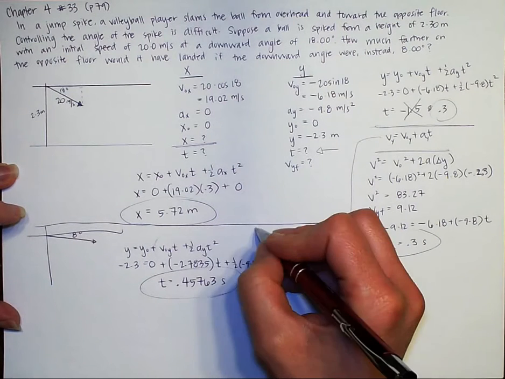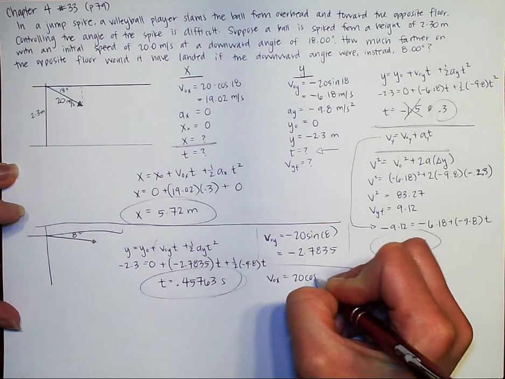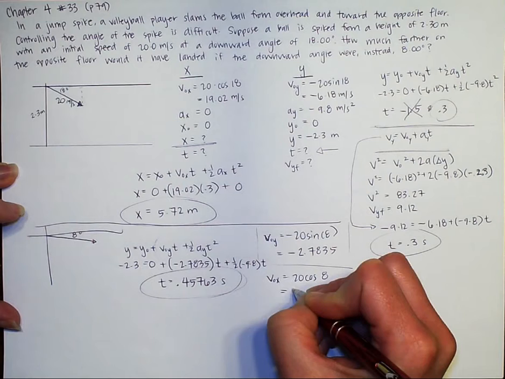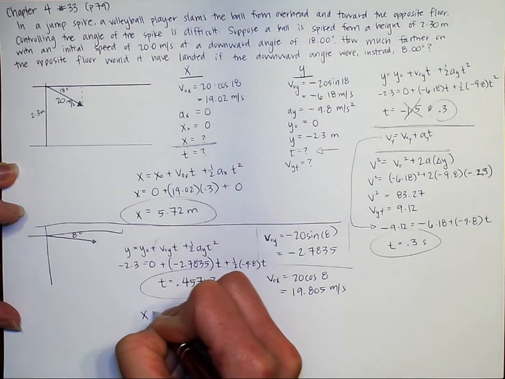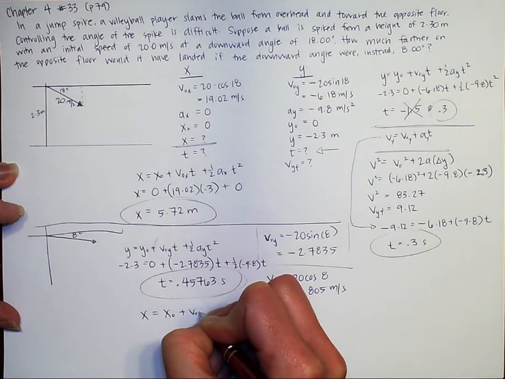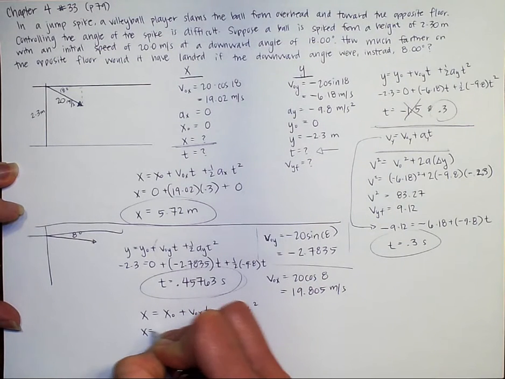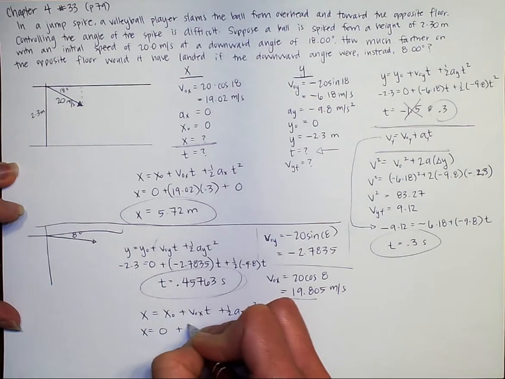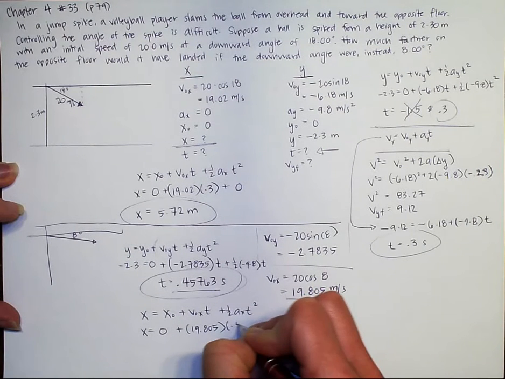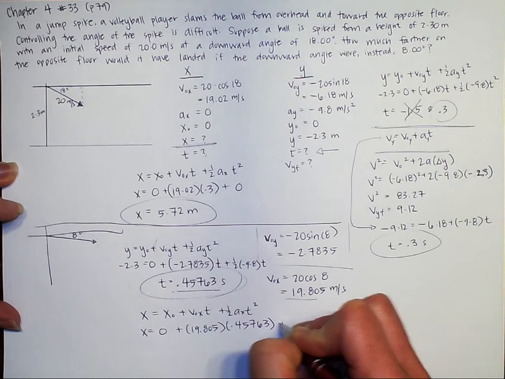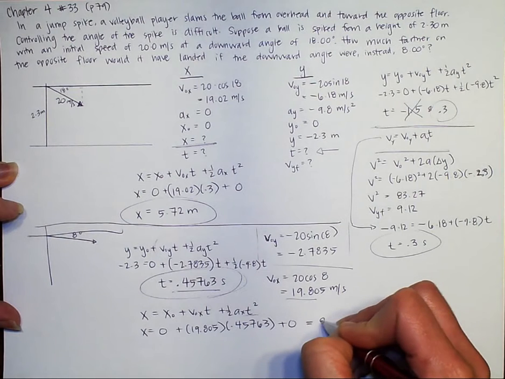But now that we have our time, let's jot down what we know in our x direction. So v naught x equals 20 cosine 8, which equals 19.805 meters per second. And so to find out our x distance, we have x equals x naught plus v naught x t plus 1/2 a x t squared. So x equals 0 plus our x velocity, 19.805, times this new time, 0.45763, plus 0, since we have no acceleration in the x direction.